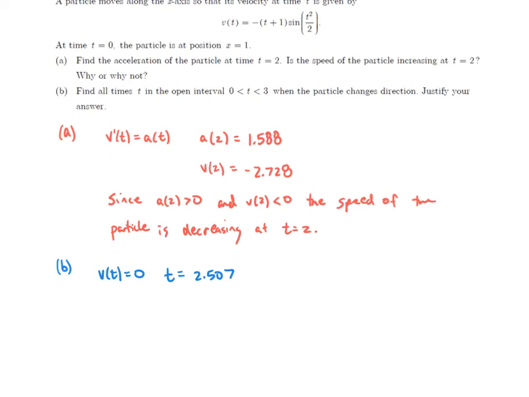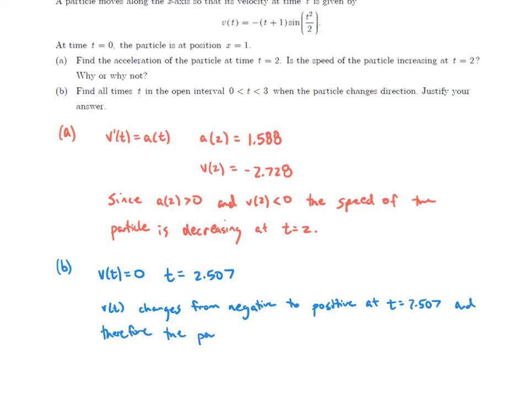And so our answer to this question would be that velocity changes from negative to positive at time equal to 2.507, and therefore the particle changes direction at time equal to 2.507.